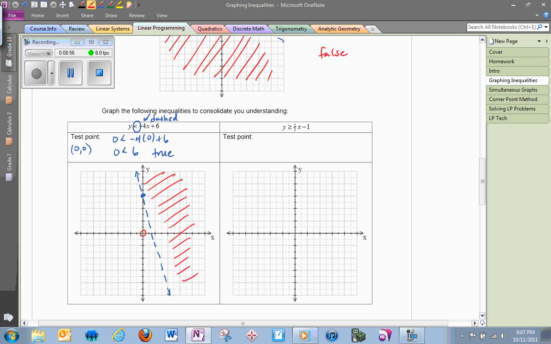All right, let's try another one here. This is a solid line. So everybody graph. Once you've graphed, you're going to pick your test point. Again, 0, 0 is a great test point to pick in this case. So 0 is greater than or equal to 2/3 times 0 minus 1. That 0 is greater than or equal to -1. Well, again, that's true. So if 0, 0 is here, I'm going to shade on the opposite side. So I'm going to shade below the line.